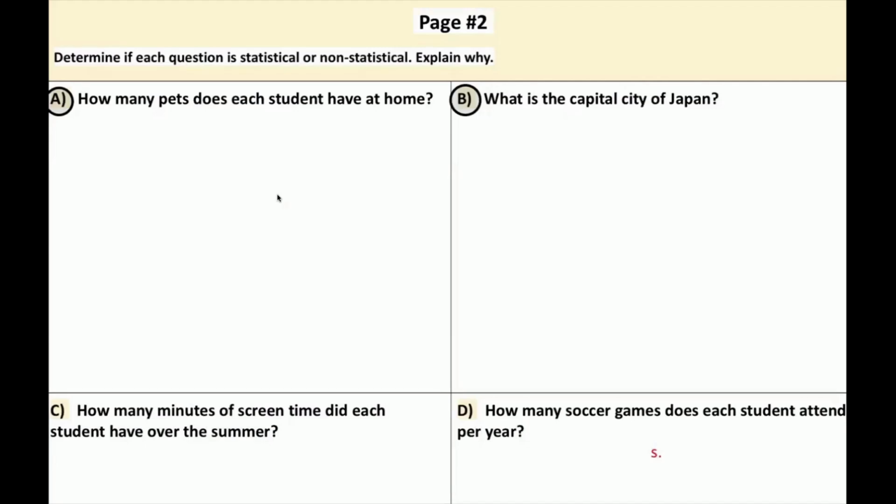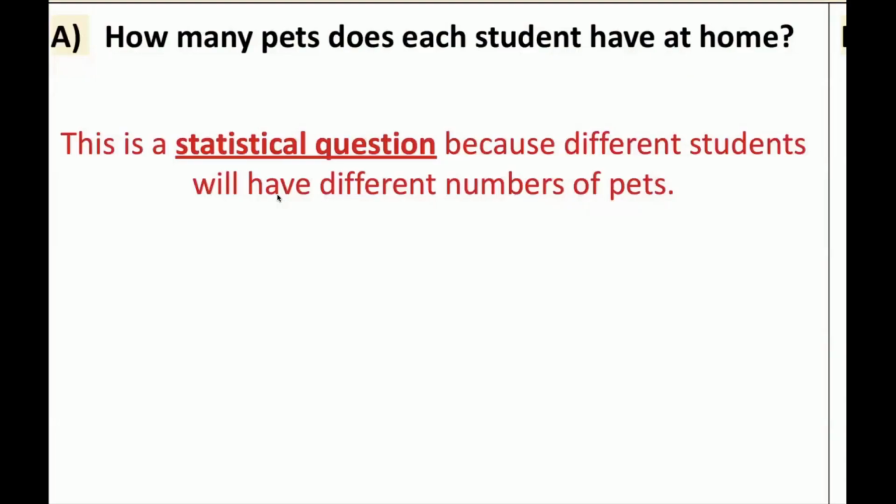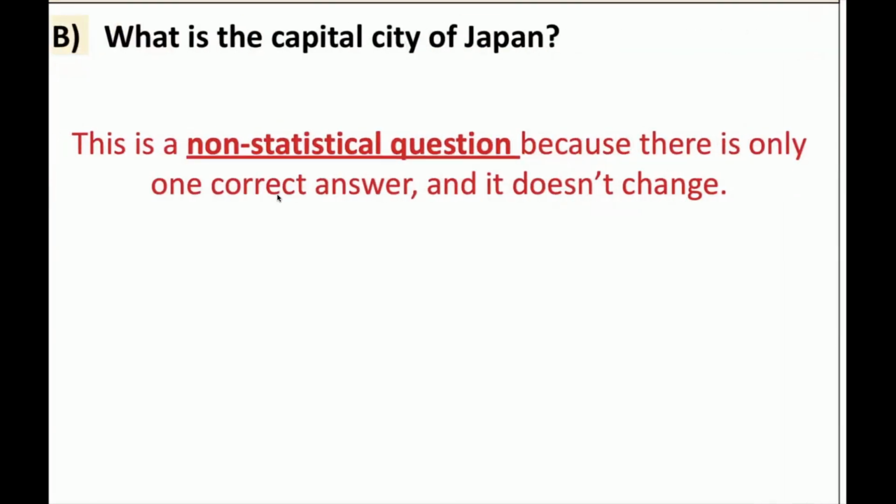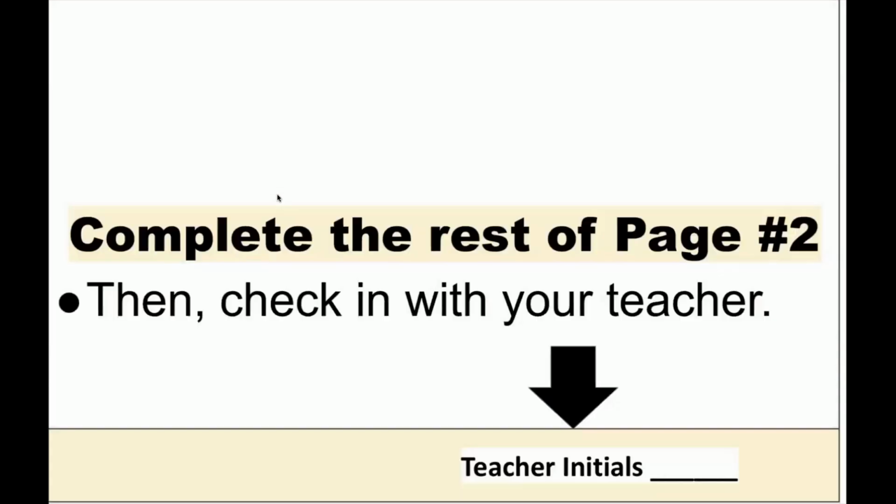Page 2 says, determine if each question is statistical or non-statistical. Explain why. Complete problems A and B. Use your notes on page 1 if you need any help. Come back to the video once you finish just these 2 problems. Check your work for problem A. Check your work for problem B. Complete the rest of page 2, then check in with your teacher.